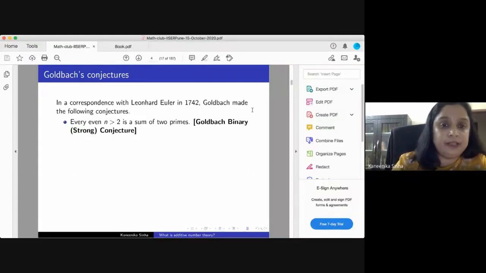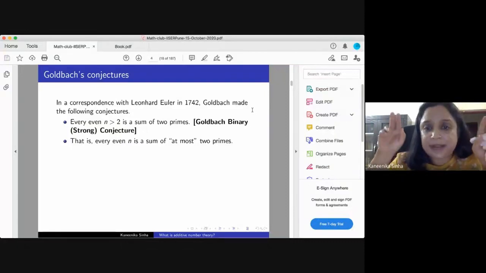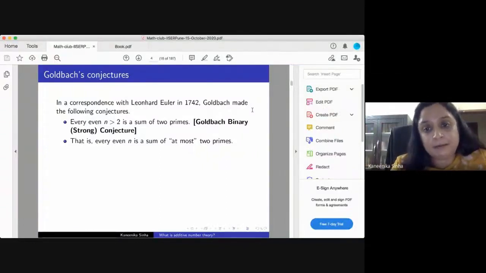It hasn't been proved. Now notice we were very careful here. We were taking every even n strictly greater than 2. Okay, because when you take n equal to 2, that itself is a prime. So the same conjecture can be rewritten as every even n is a sum of at most 2 primes. Okay, and here we are only talking about natural numbers.